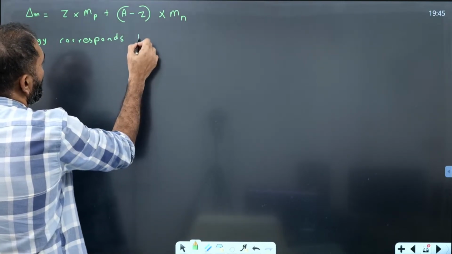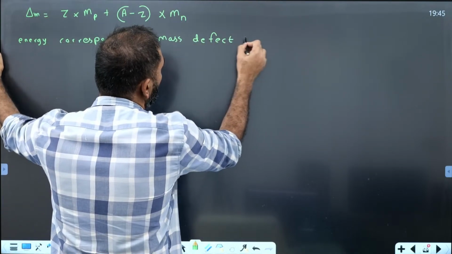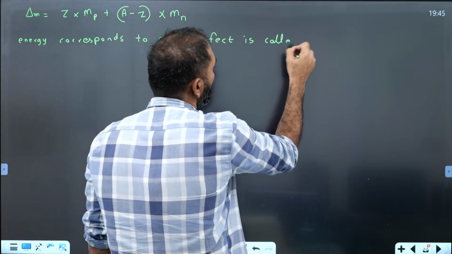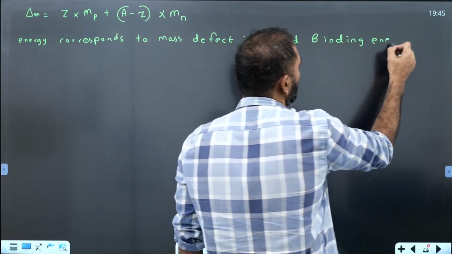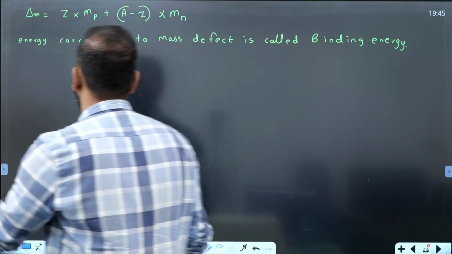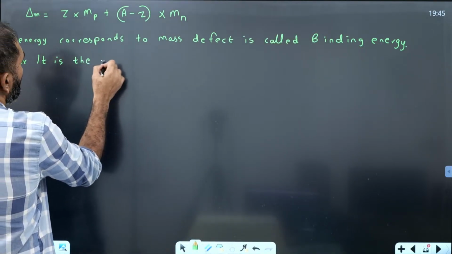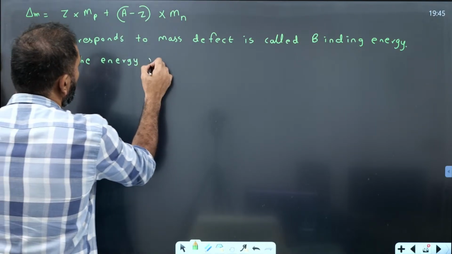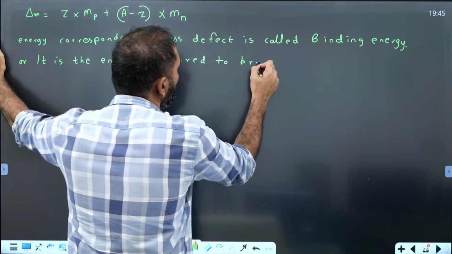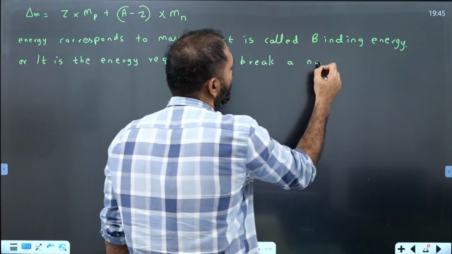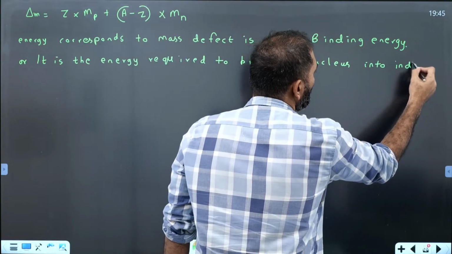Next, energy corresponding to mass defect. Energy corresponding to mass defect is called binding energy. Or it is the energy required to break a nucleus into individual nucleons.